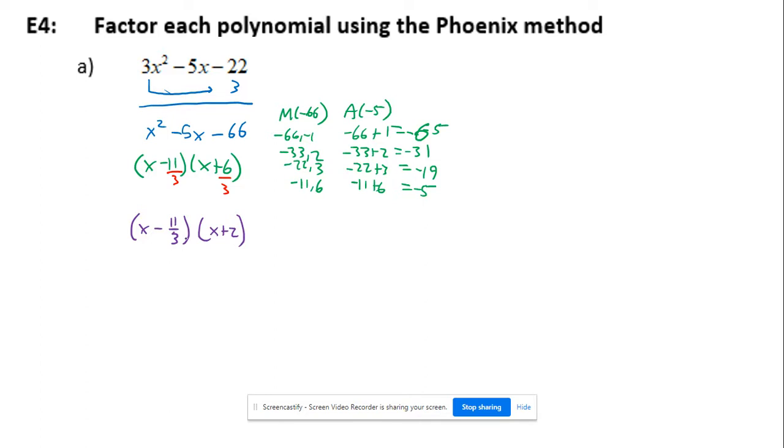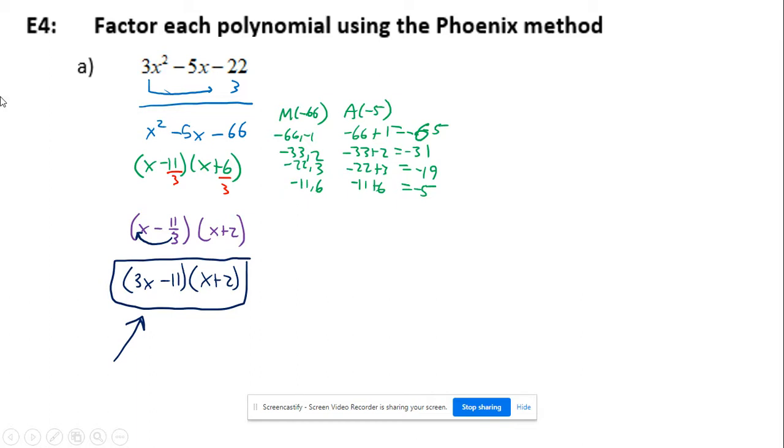Now, looking at this, it's pretty good, but I don't want to ever have a fraction here. And so that means that my final step is to do the Phoenix method, to rise from the ashes, bring that 3 up to make it 3x minus 11. So now there's no longer a denominator, and it looks better: 3x minus 11 and x plus 2. And that answer, if I FOIL it, would give me the original one again. Notice that this green step, if I FOILed, wouldn't give me the original. The purple step wouldn't give me the original. Only this answer at the bottom gives us the original problem if we were to check our answer by FOILing.